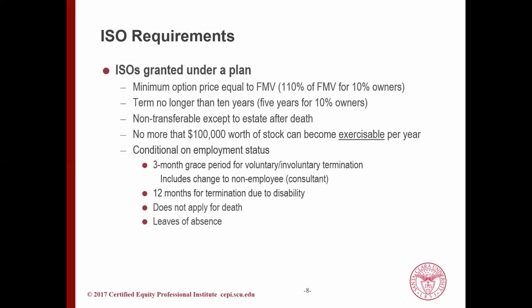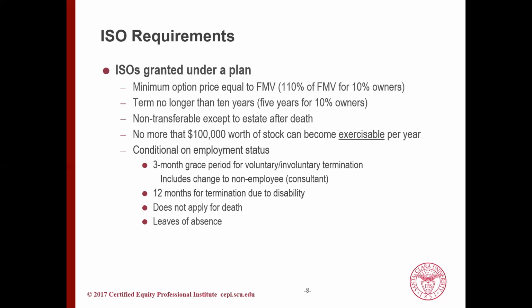So if you grant an ISO on a 1-year cliff, then a monthly vesting schedule after, and it's granting on October 1st, nothing is exercisable in the year of grant, but 1 year's worth of vesting plus another 3 months worth is all counted the next year in the $100,000 limit. We have some additional examples on how to calculate the $100,000 limit.